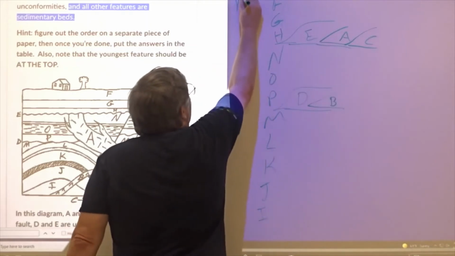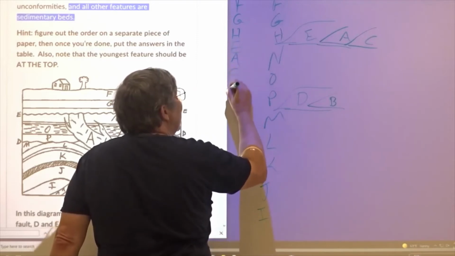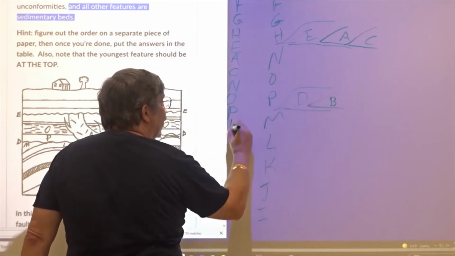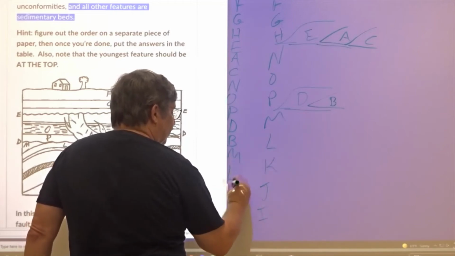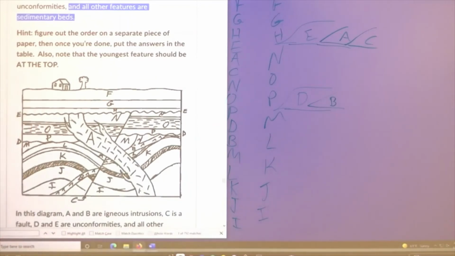Now, since we got all these features, we can put them into proper order. F, G, H, E, A, C, N, O, P, D, B, M, then L, K, J, and I. I hope that allows you to understand how to do these. You've seen a couple of these. Try doing some of those other practice cross sections, and I think you'll find that they're not as confusing as they initially look.